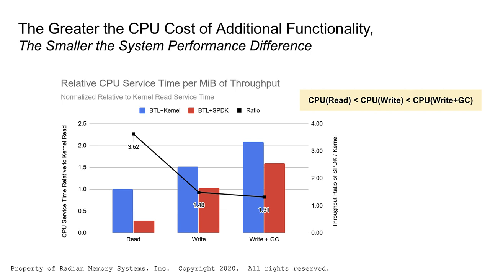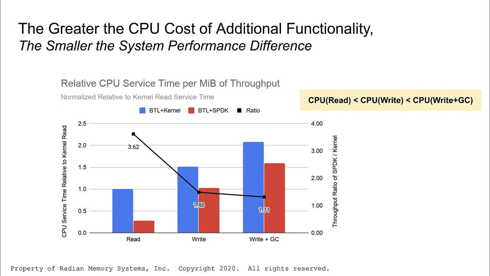All CPU service times were measured per meg of throughput, but are shown here as dimensionless quantities relative to the value for 100% read. What we can see here is that the CPU time of the kernel, the blue bars, is always larger than the CPU time of SPDK, the red bars. We also see that both bars increase and get closer together as we advance across the different workloads, because the workloads from read to write plus GC require, by design, incrementally more CPU. The net result of this is that the throughput multiplier represented by the black line converges toward 1.